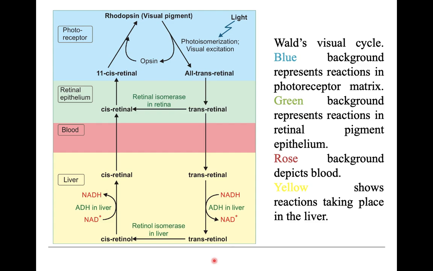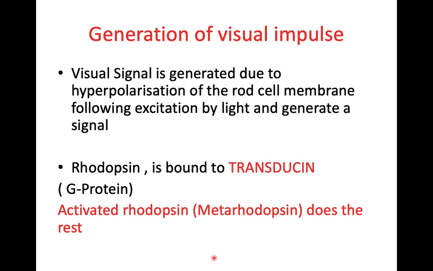So how does this lead to the formation of a vision or visual cycle? What we have to remember here is the generation of the visual signal. So the visual signal is generated due to hyperpolarization of the rod cell membrane following excitation by the light, and it will generate a signal. So here what happens actually, once there is photo excitation by light, rhodopsin is converted finally to opsin and 11-cis retinal.